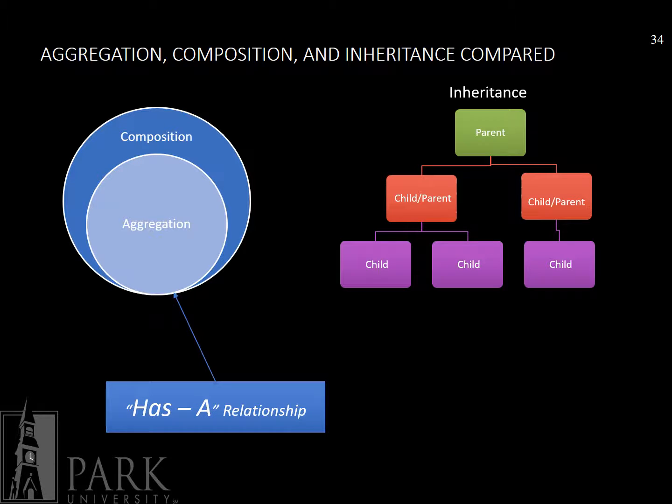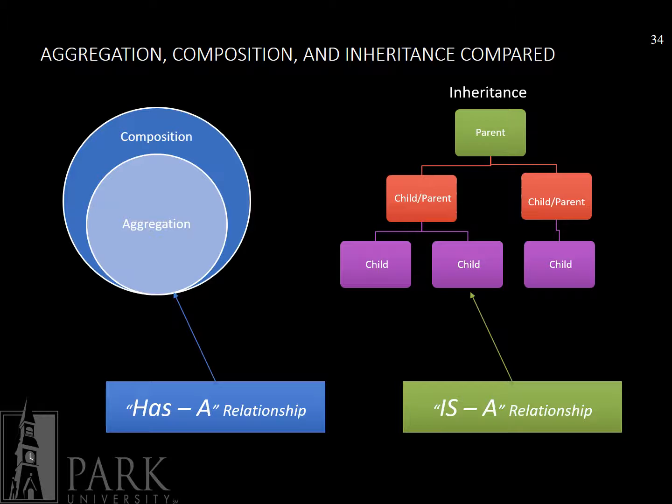Remember that aggregation and composition is a has-a relationship, whereas inheritance is an is-a relationship, right? So in this case, an employee is a person, right? With the composition and inheritance, remember that a dealership has cars. A dealership has a manager. A dealer or a manager is not a dealership, right? It doesn't have that same inheritance.